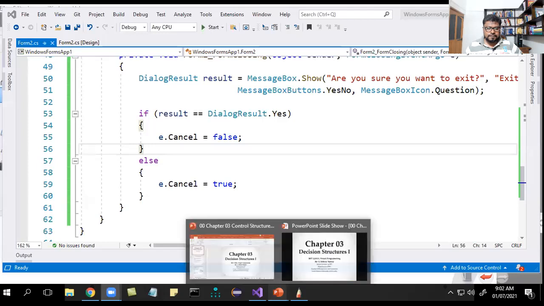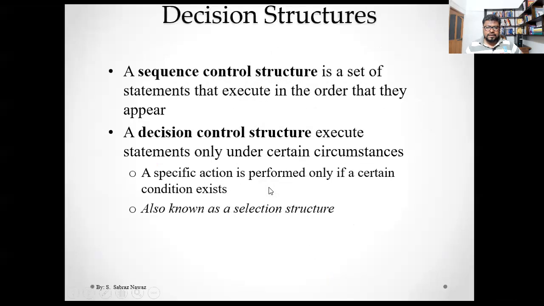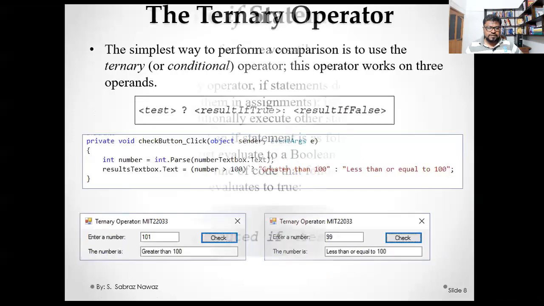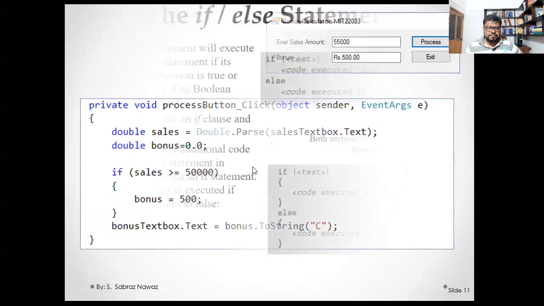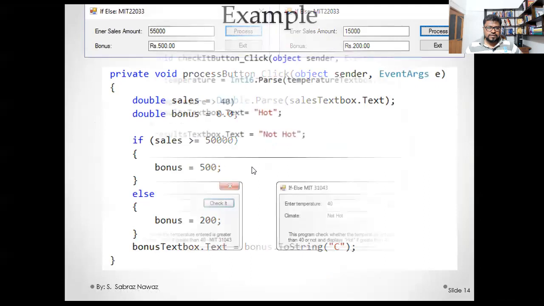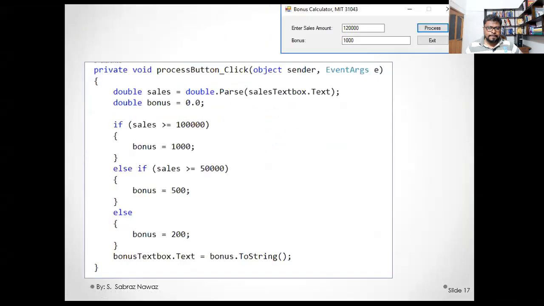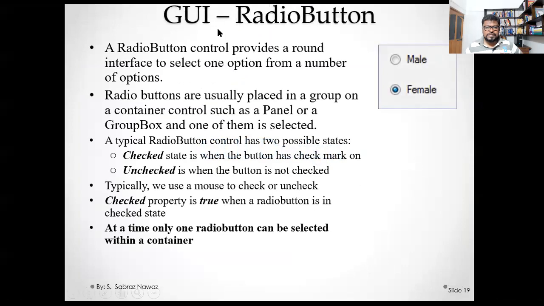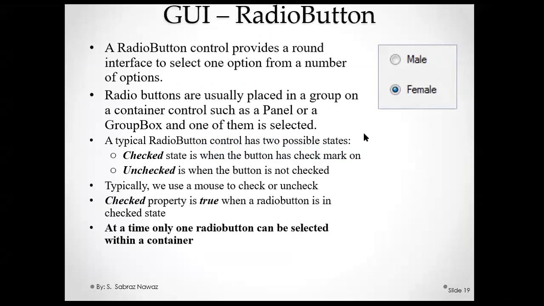That is a radio button. Branching is there, ternary operator you will see later on. I want to introduce a control in graphical user interface design. Today we will see a radio button. Okay, radio button. Have you seen these buttons?